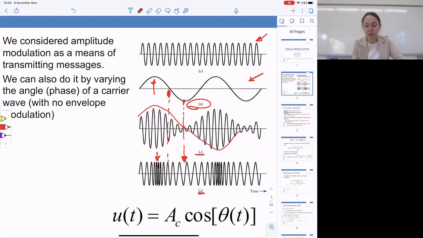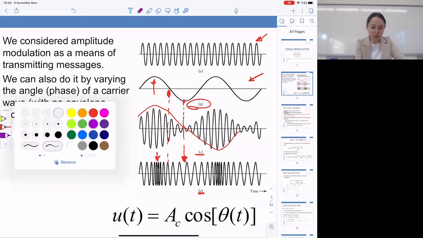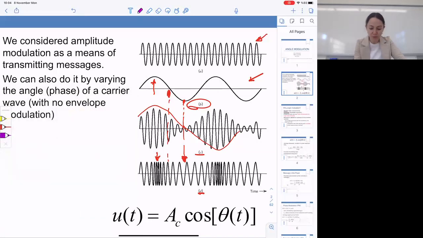So the instantaneous frequency of the waveform, the carrier in part A, has been modulated according to the amplitude of the message signal in figure B. So we are carrying information through changing the angle or phase of a carrier wave. This particular example corresponds to the modulated waveform u of t equals AC cosine theta of t, where theta of t is a time varying phase that is derived from the message signal.